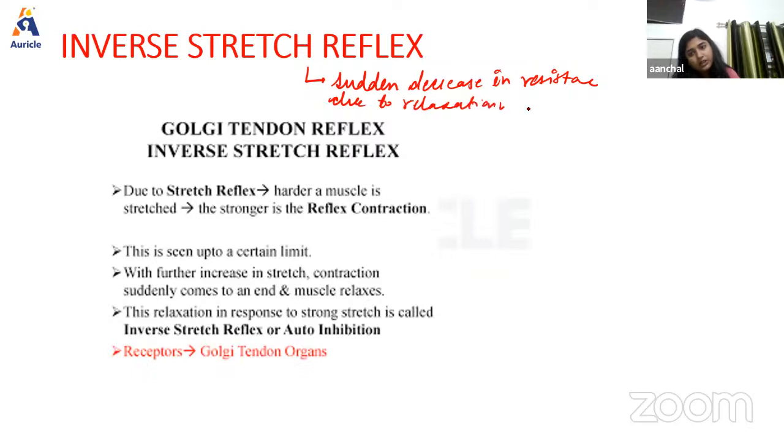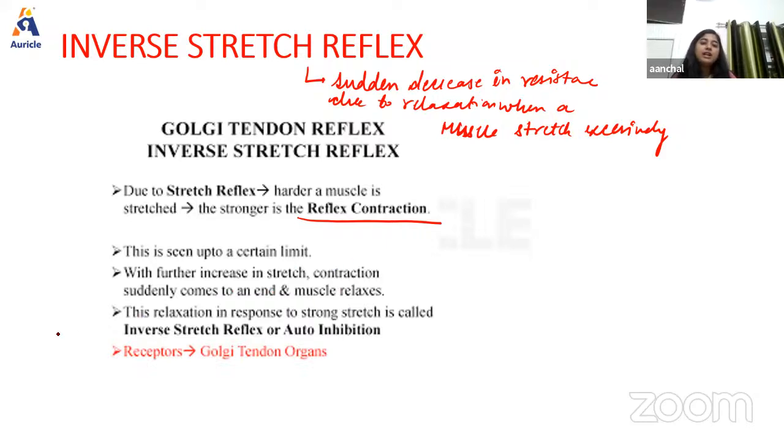Right? Whenever a muscle stretches excessively. Okay, so due to the stretch reflex, the harder a muscle is stretched, the stronger the reflex contraction will be, and this is seen up to a limit. With further increase in stretch, contraction suddenly comes to an end and the muscle relaxes. This relaxation response to strong stretch is called the inverse stretch reflex or auto inhibition.